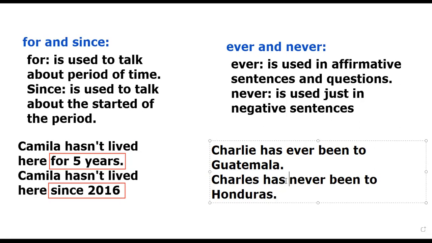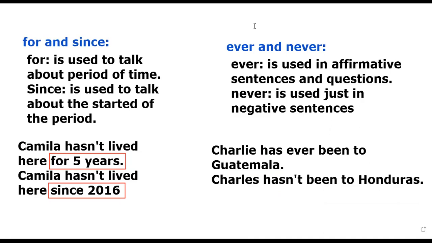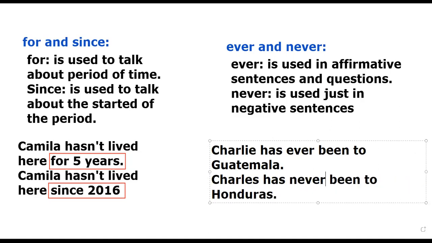If you identify, we don't say hasn't. Why don't we say hasn't? Because we cannot have two negative expressions in the same sentence. No podemos tener dos expresiones negativas, ¿ok? So if we use never, we don't say hasn't, okay? If we say hasn't, we don't use never, okay? ¿Se comprende esa parte? Yes, very good. Charlie has never been to Honduras.